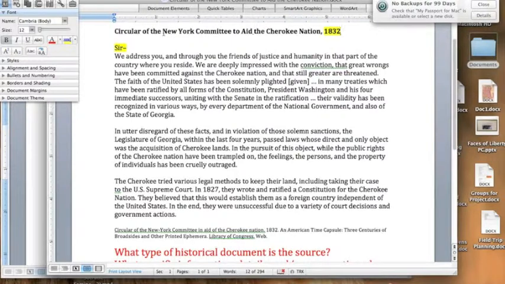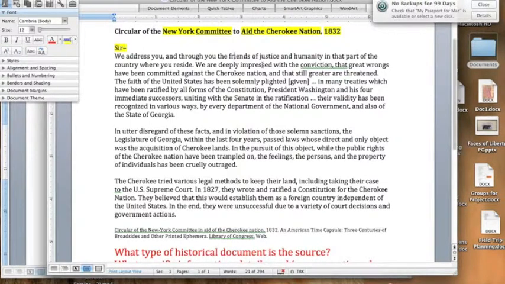I also know that it was a group of people who probably wrote this letter because it says it's a circular of the New York Committee. And committee shows me that there's a group of people who are dedicated to a cause. And their cause becomes clear right here, where it says, "Aid the Cherokee Nation." Now, from this, I see that they want to aid them. And the use of the word aid shows me that they really want to help the Cherokee people.